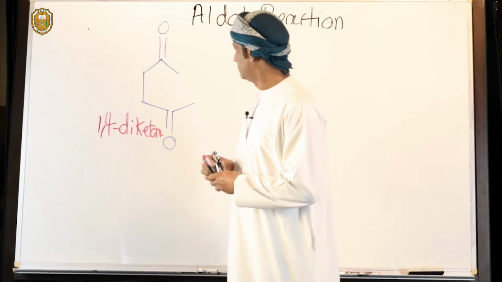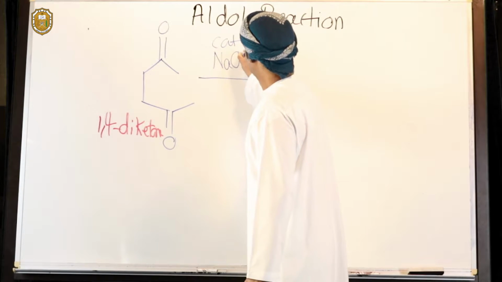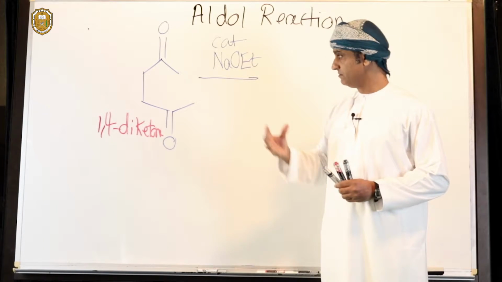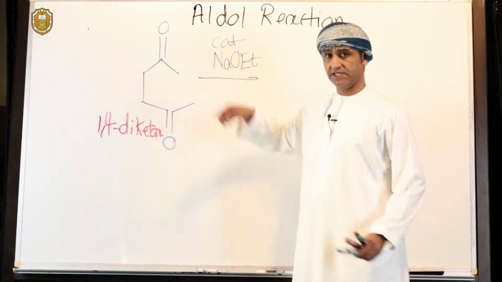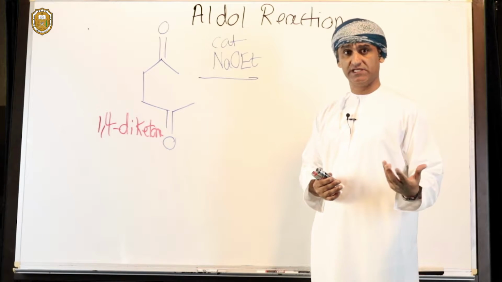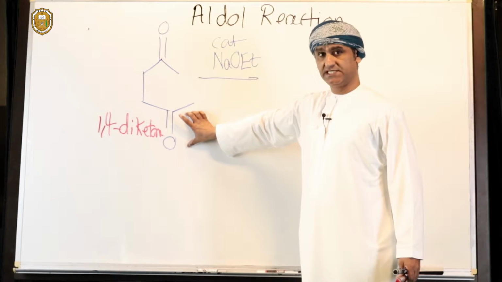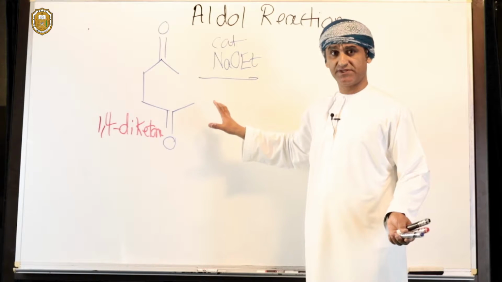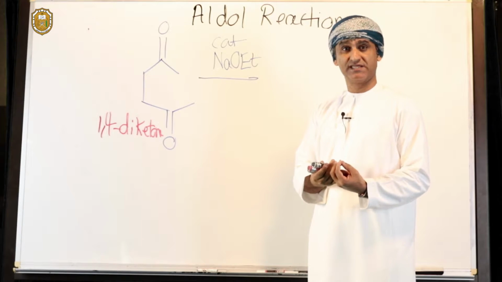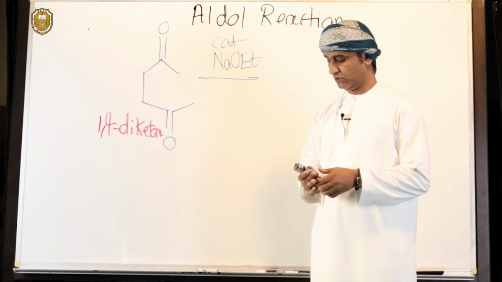Now, if the 1,4-diketone is treated with catalytic sodium ethoxide, for example, this catalytic amount of the base should be able to deprotonate one of the ketones at the alpha position to make the corresponding enolate, and that enolate should react with the other ketone. For example, if an enolate is formed here, that enolate should attack this ketone in an Aldol reaction. But this Aldol reaction would be very unique because both functional groups are actually present in the same molecule. So this reaction should be called intramolecular Aldol reaction.